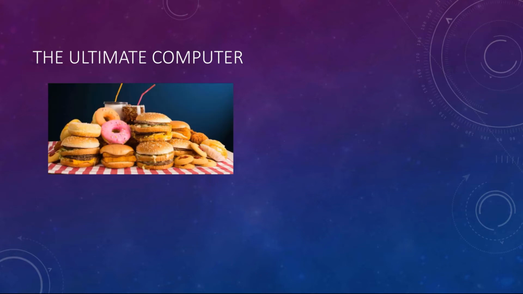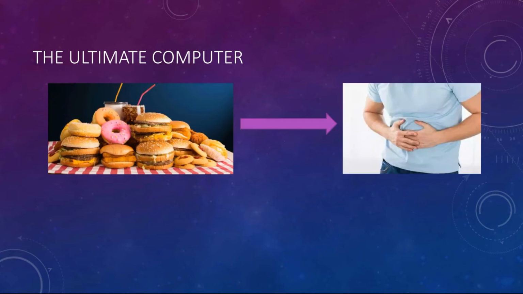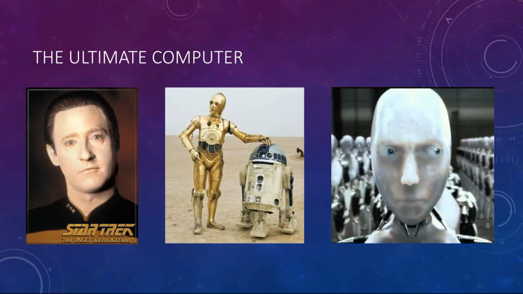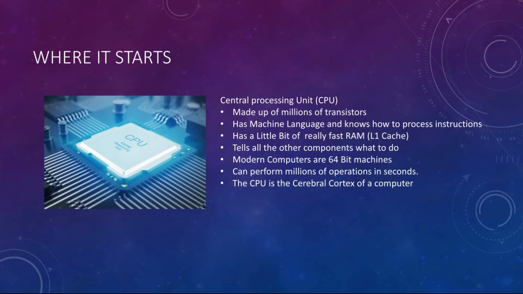Of course, if you put garbage in a computer, you're going to get garbage out. This is a common metaphor in computer programming. Garbage in, garbage out. Of course, all this sounds like science fiction. But no matter how hard and close humans can get to achieving artificial intelligence, we will never be able to replicate what God has created. So it all starts with a central processing unit, which is made of millions of transistors.